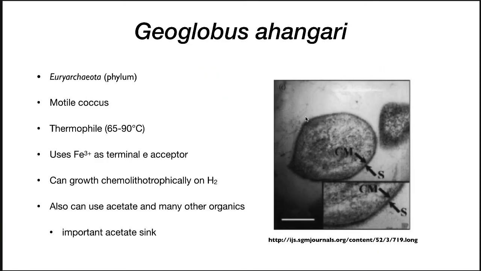One example of an organism that you'll find is Geoglobus ahangari. This is an archaeon, a coccus, and a thermophile. It can grow from 65 to 90 degrees centigrade, and it uses iron as its terminal electron acceptor and hydrogen gas as its electron donor. It can also use acetate and many other organics, so it's a very important microorganism in these environments and can take advantage of all sorts of compounds that are there.